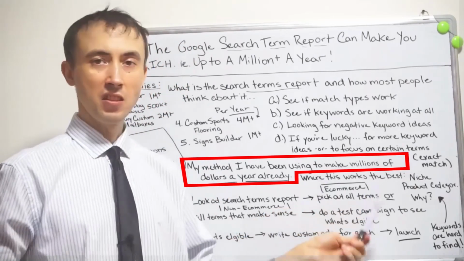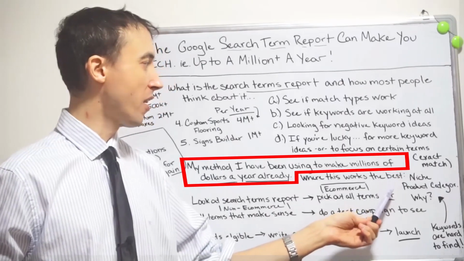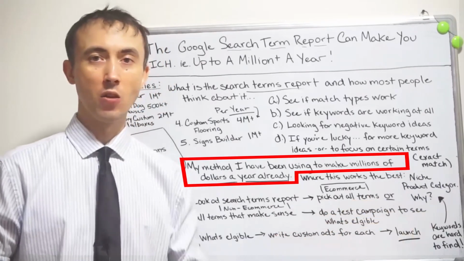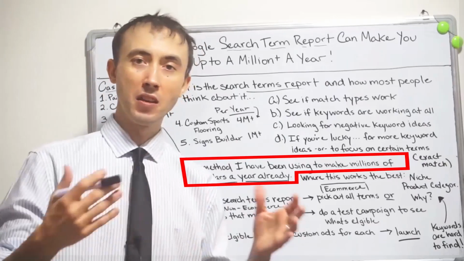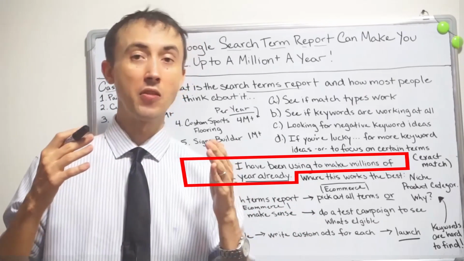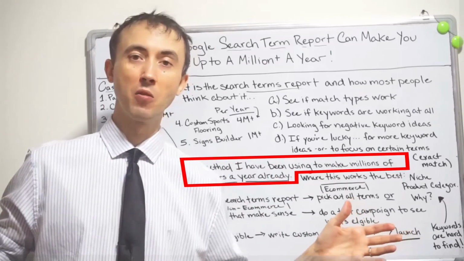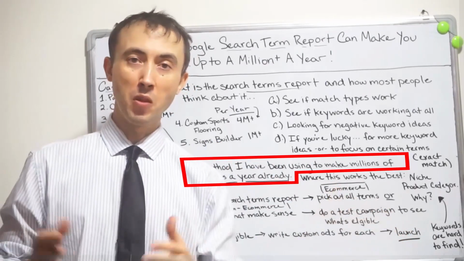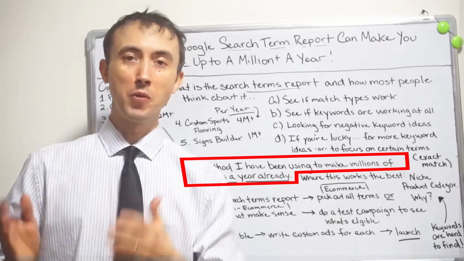Now the type of businesses this works best for is niche product categories. If you sell a product in a smaller niche, there are thousands and thousands of ways of people searching for the product that are profitable, and so that'll help you find the data.